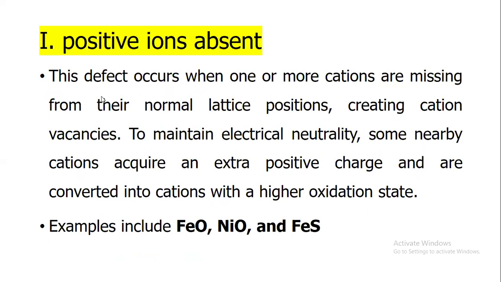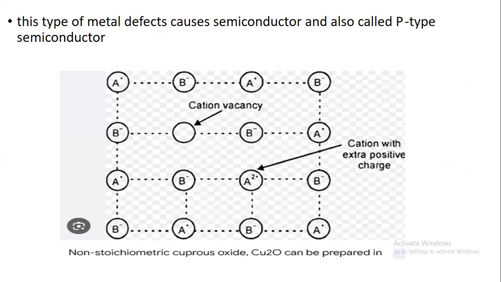A positive ion absence defect occurs when one or more cations are missing from their normal lattice positions, creating cation vacancies. To maintain electrical neutrality, some nearby cations acquire an extra positive charge and are converted into cations with a higher oxidation state. For example, ferrous oxide, nickel oxide, and ferrous sulfide. This type of metal deficiency defect causes semiconductors, also called p-type semiconductors: cation vacancy, and a cation with extra positive charge.